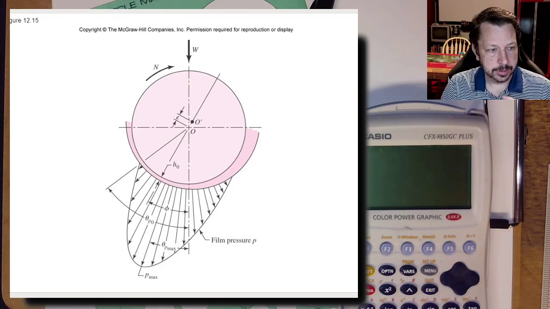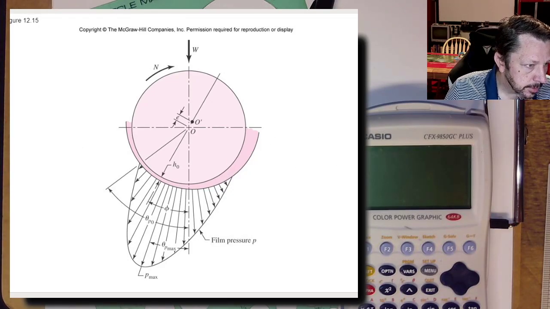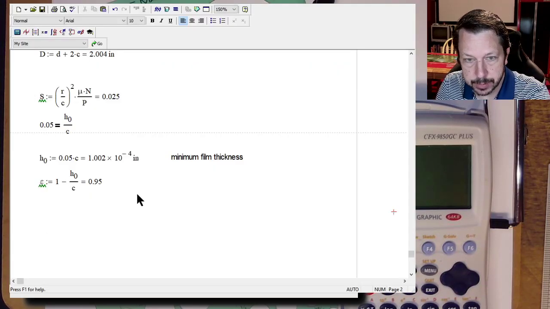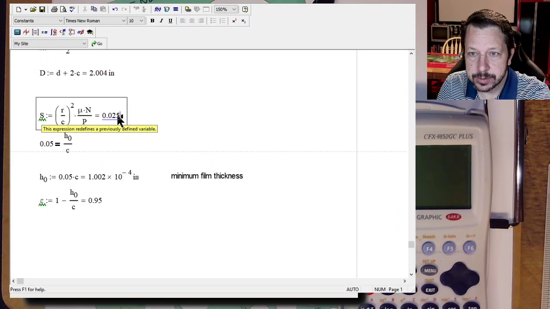All right, so there's a chart for that. This one is figure 12-21. Again, it uses a Sommerfeld number, so we have to remember what our Sommerfeld number is. Ours is 0.025 for our Sommerfeld number.